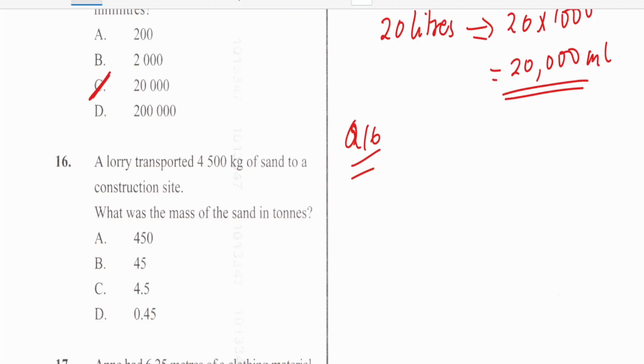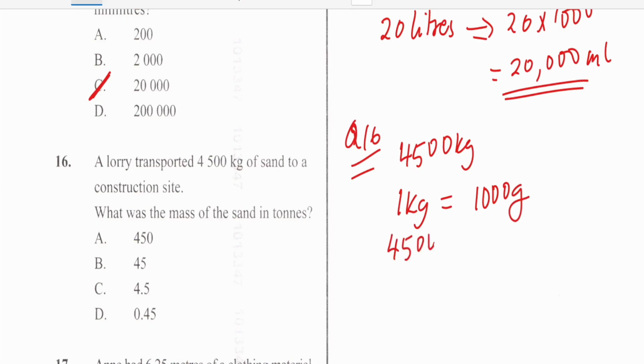Haya, a lorry transported 4,500 kgs of sand to a construction site. What was the mass of the sand in tons? Again, you need to know these conversion units that mostly on capacity, on weights, on measures, and etc. So you know that for every 1 kg, you need to have 1,000 grams in it. Okay, so you ask yourself, what about 4,500?